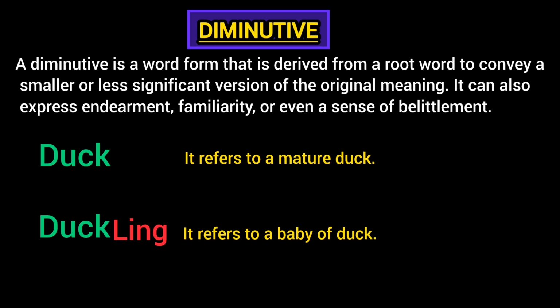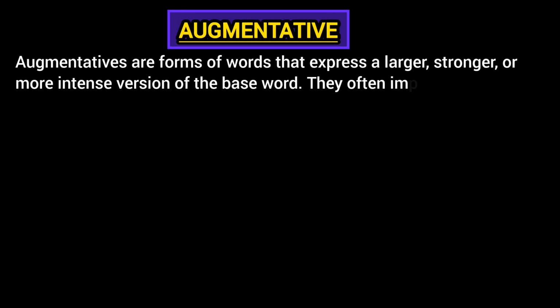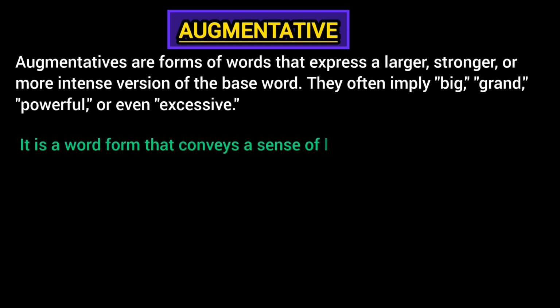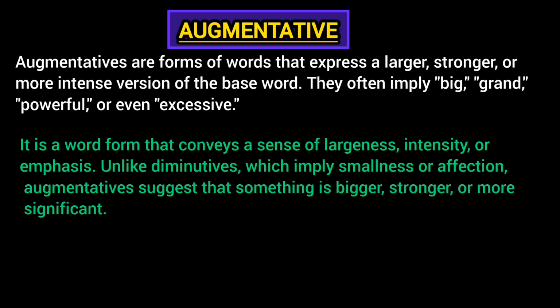As you have understood diminutive, let's learn augmentative. Augmentatives are forms of words that express a larger, stronger, or more intense version of the base word. They often imply big, grand, powerful, or even excessive. What does it mean? Simply, it is not something difficult, it is like diminutive, but it is the opposite of it. Basically, it is a word form that conveys a sense of largeness, intensity, or emphasis.